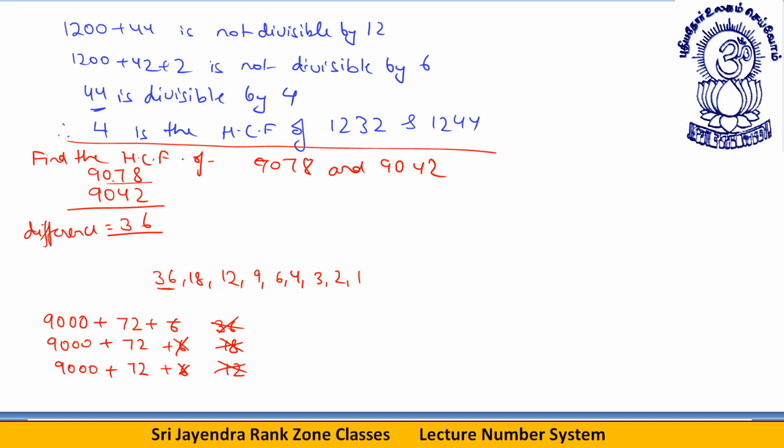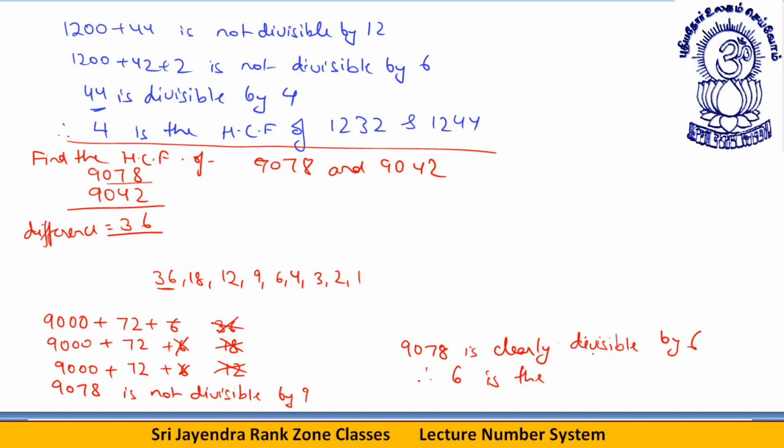What is the rule for 9? Sum of digits. 9078 is not divisible by 9. Last, 9078 is clearly divisible by 6. Therefore, 6 is the HCF of both these numbers. See how large the numbers are, but their HCF is so small. 6 is the HCF of both these numbers. So you get the answer in this manner, my dear students.